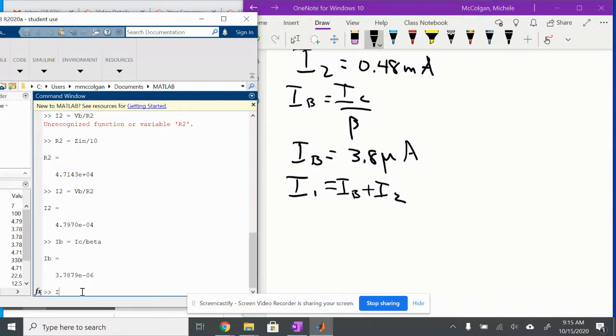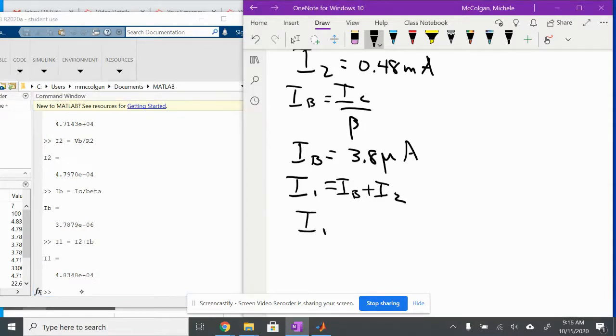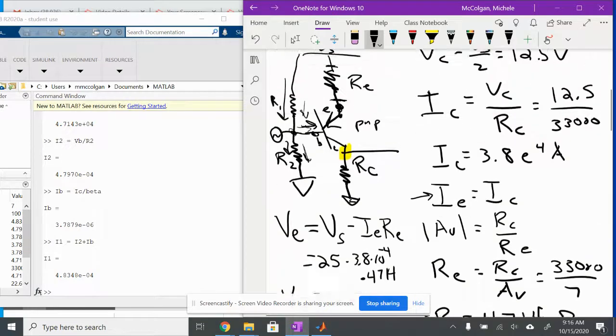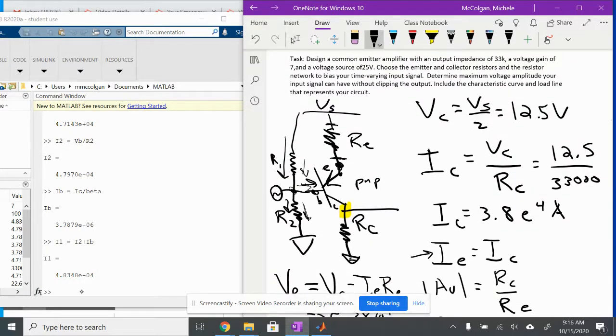So I1 is equal to I2 plus IB. And I get I1 is equal to 0.48 milliamps. And now, finally, since I know I1, I can calculate the resistor value R1, because I know the supply voltage, I know I1, I know VB, so I can find the voltage drop across R1 is VS minus VB, and then if I divide by the current, that'll give me R1.